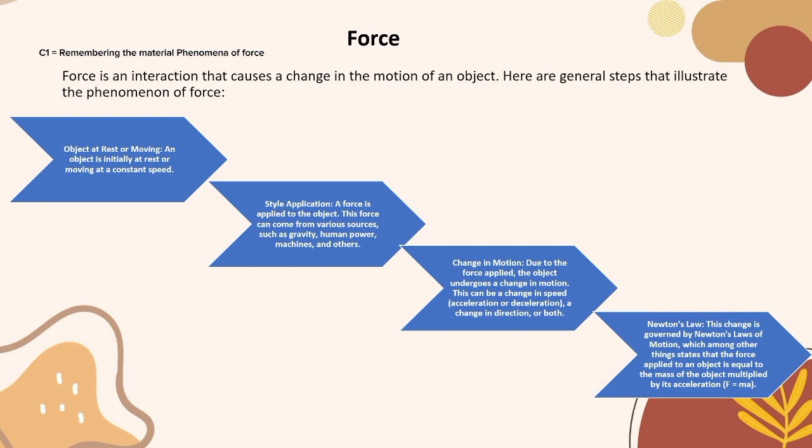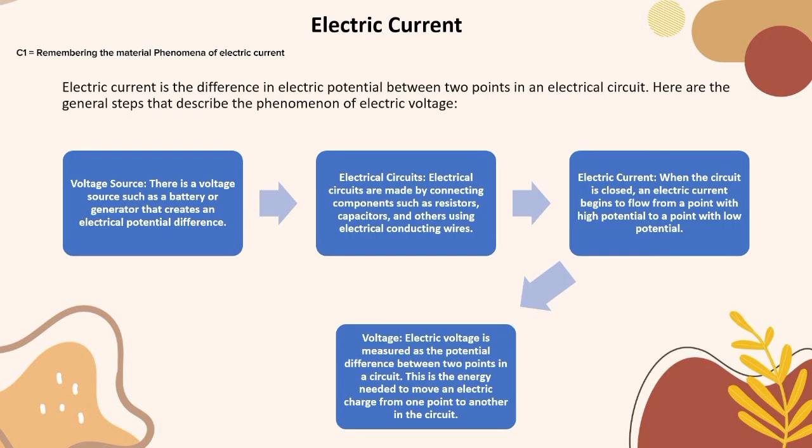Newton's law: this change is governed by Newton's laws of motion, which, among other things, state that the force applied to an object is equal to the mass of the object multiplied by its acceleration, with the formula F = m × a. Electric current: electric current is a flow of charge caused by a difference in electric potential between two points in an electrical circuit.